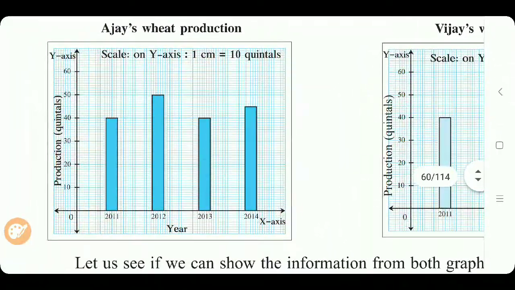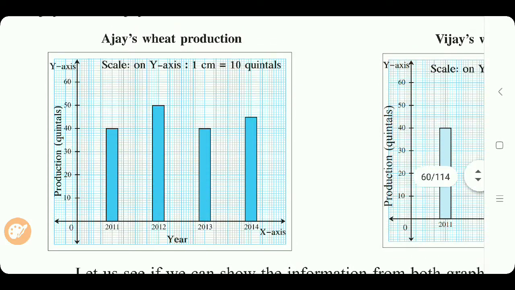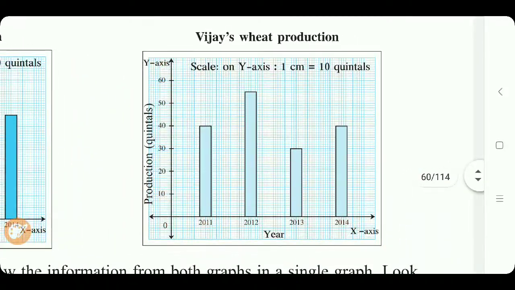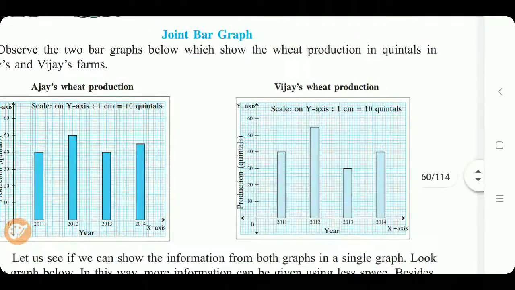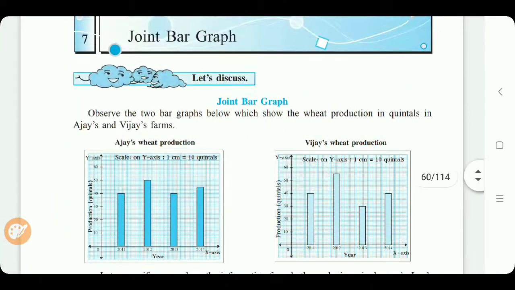Now here you can see the first bar graph is given. This bar graph shows us Vijay's wheat production, and on the x-axis years are given: 2011, 12, 13 and 14, and on the y-axis production in quintal is given. Scale is also given. On the y-axis 1 centimeter is equal to 10 quintals. Same like that, here we can see Ajay's wheat production is also given. Okay, means here two bar graphs are given.